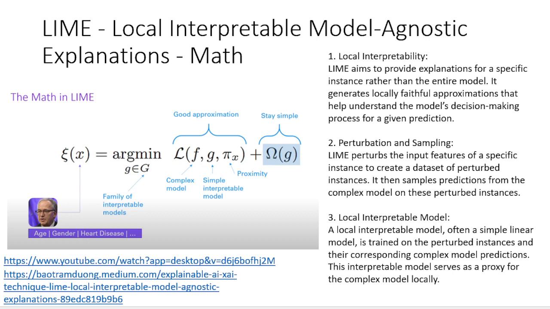LIME aims to provide explanations for a specific instance rather than the entire model. It generates locally faithful approximations that help understand the model's decision-making process for a given prediction.